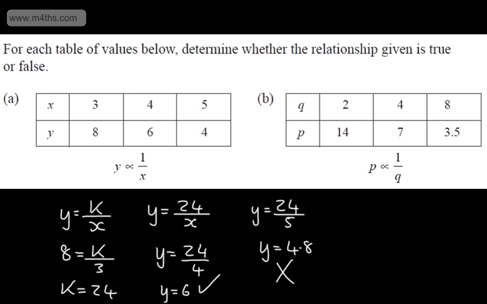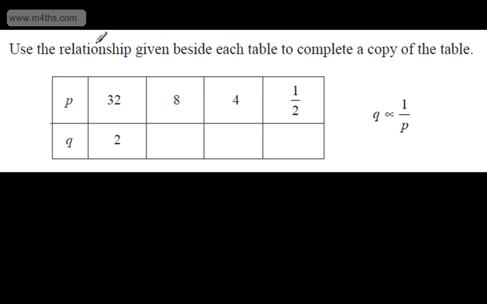Okay, so that's a nice, fairly straightforward question. Use the relationship given beside each table to complete and copy the table. So this one, Q is inversely proportional to P. So I can say that Q is equal to K over P, where K is a constant of proportionality.